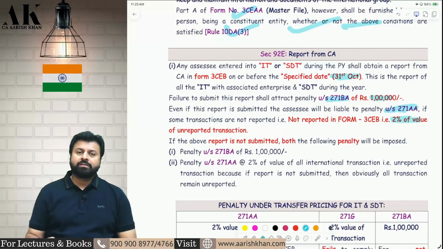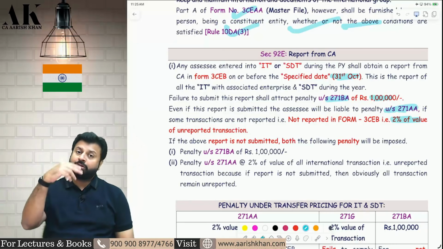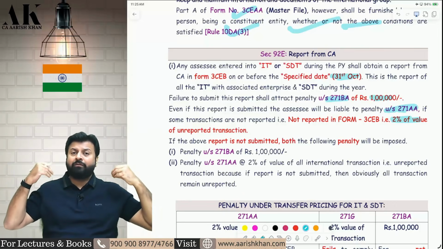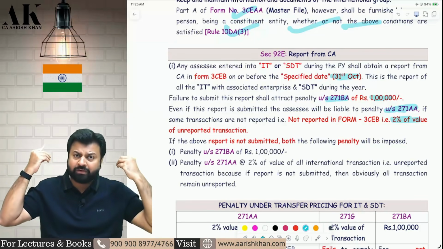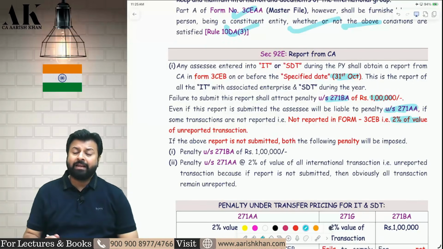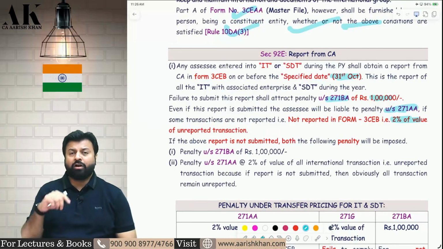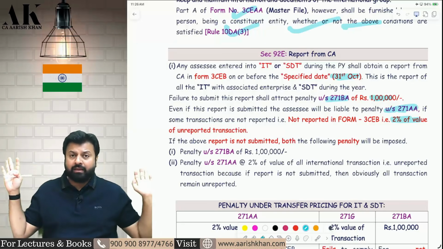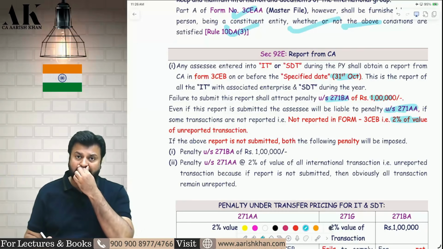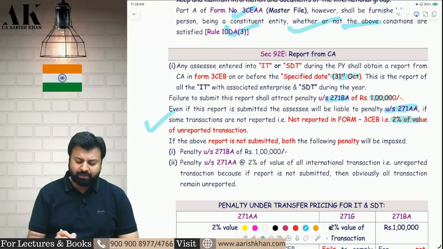Okay. Sir, I have done 10 international transactions and I failed to file the report at all. Then what is the penalty? Then both the penalties will be imposed. If you have done 10 international transactions and fail to give the entire report, then you have made 2 mistakes. First mistake, you have not filed the report, therefore 1 lakh penalty. And if you have not filed the report, that automatically means you have not reported the transactions. Not filing the report means absolute absence of all reporting of the transactions. Then all 10 transactions are unreported, so on all 10 transactions, 271AA will be imposed on you.